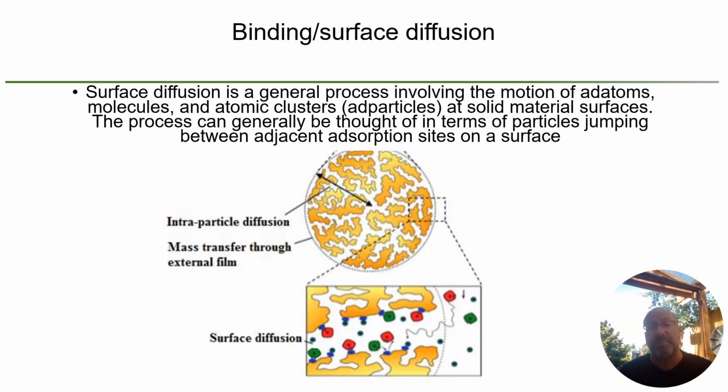So now we're going to talk about binding and surface diffusion. So now we've loaded the pores. We've started to load the pores. Now what happens is, as the analyte moves across our bead, there are pore structures within this bead, and we will get surface diffusion until we get equilibrium of that analyte across the pore structure in the bead.